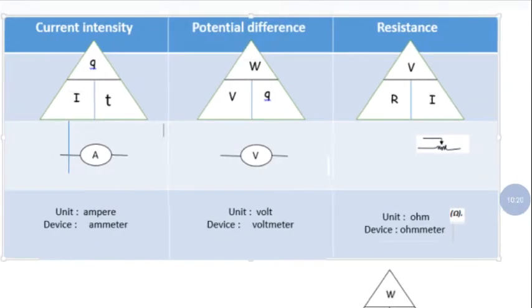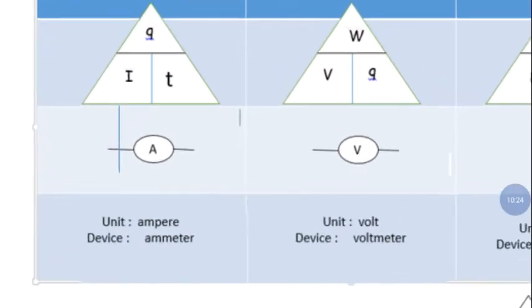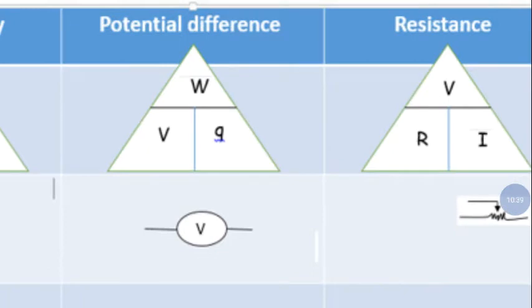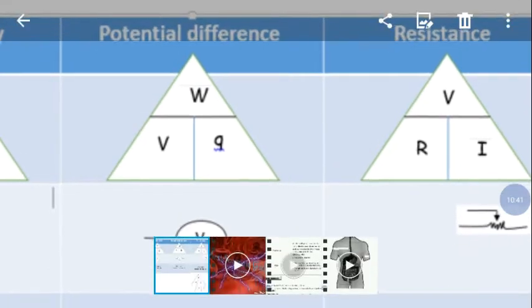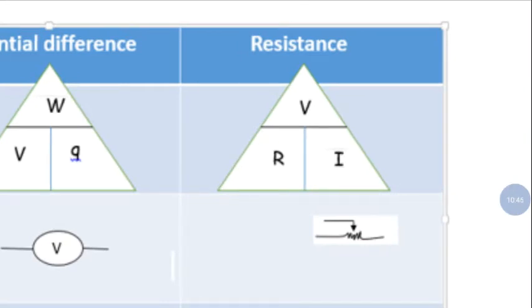So, as we know, we have the current intensity: I equals the quantity of charge Q divided by the time. And we have the potential difference: V equals W divided by Q. And finally we have the resistance equals the potential difference divided by the intensity.